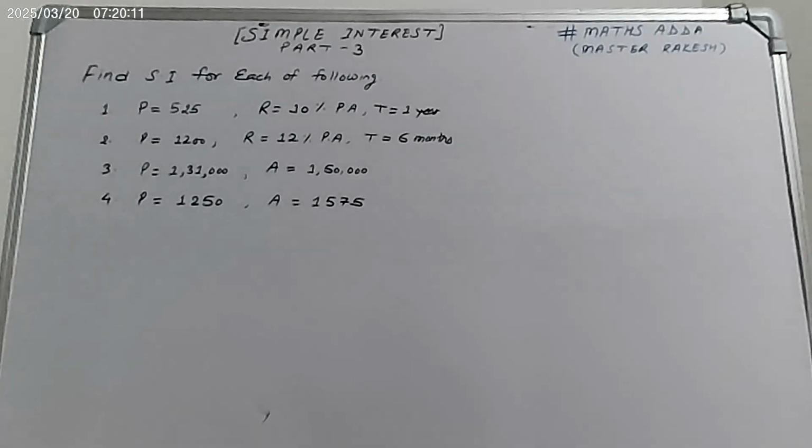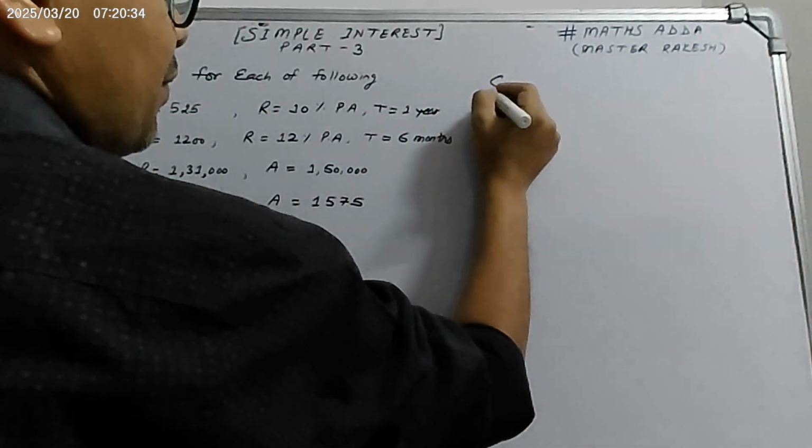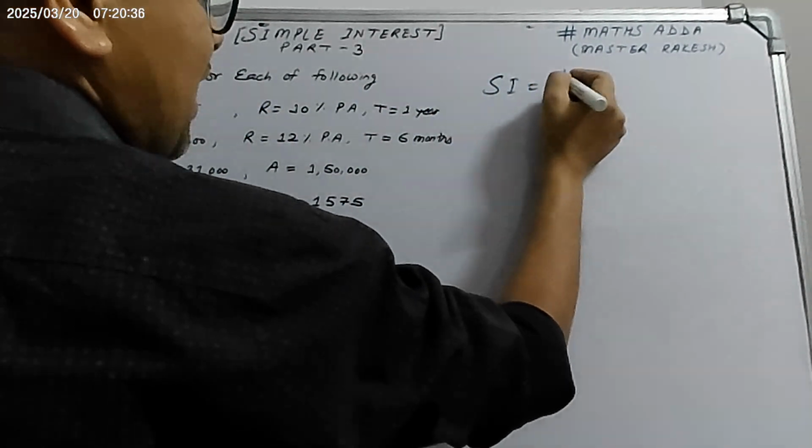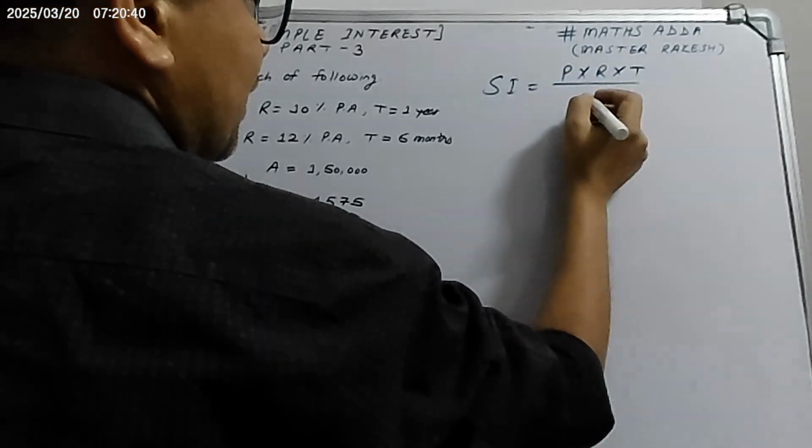So always remember, the rate of interest is always written as per year or per month. If the rate is given per annum, we consider the time period in years. If the rate is expressed as per month, then the time period is taken in months. The formula we learned in the previous part is SI equal to P into R into T upon 100.